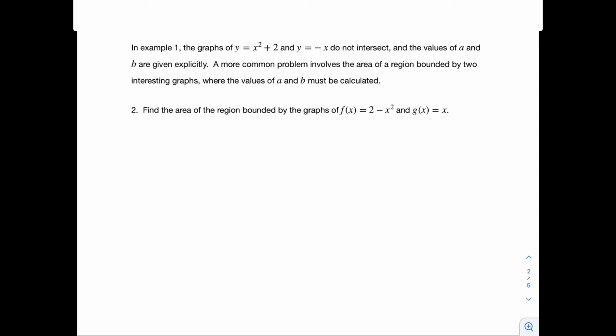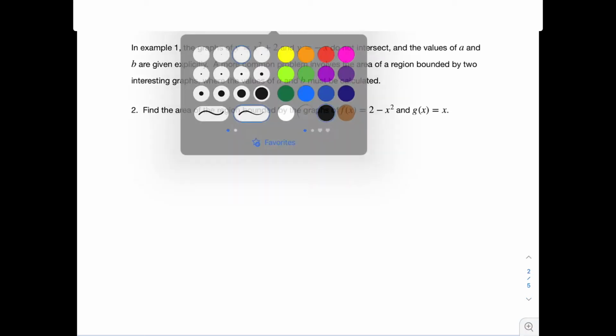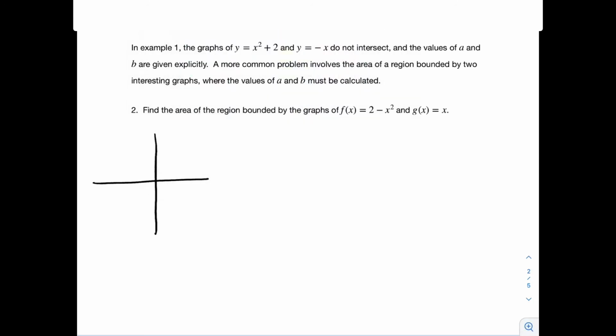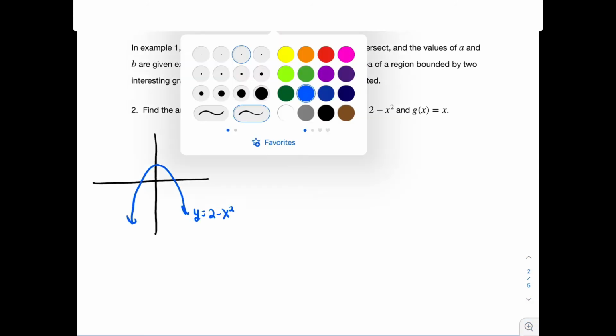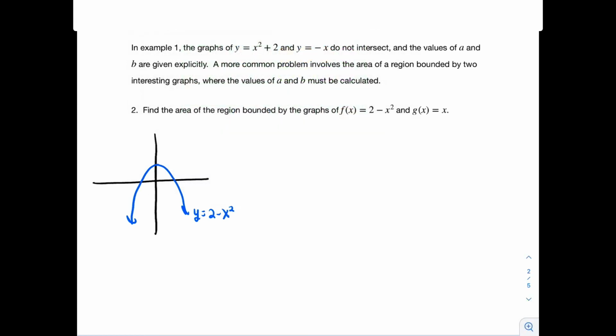So what I'm going to do is, again, I'm going to start this problem the same way, and I'm going to start by sketching my graph. And make sure when you're sketching these graphs, you clearly label each curve. So this is my parabola. Now I'm going to graph the line y equals x.